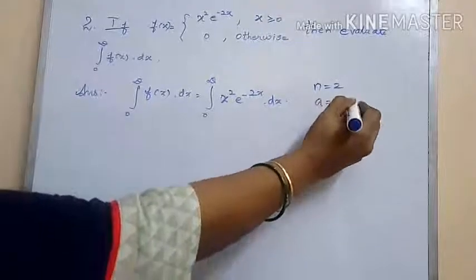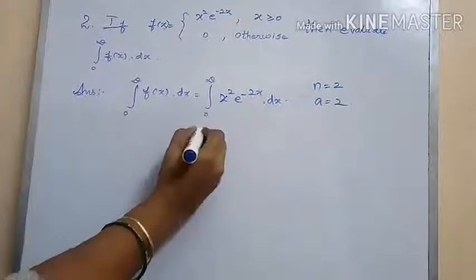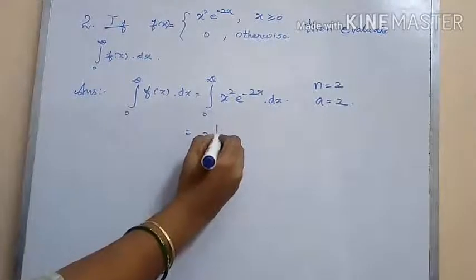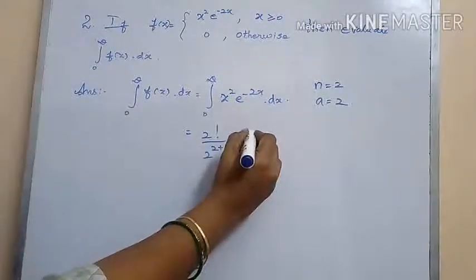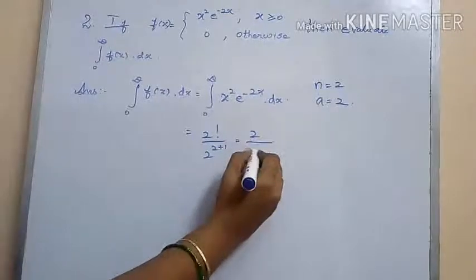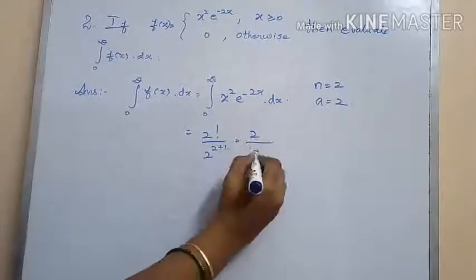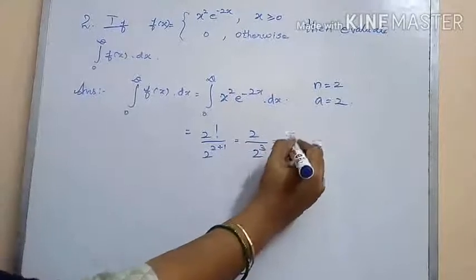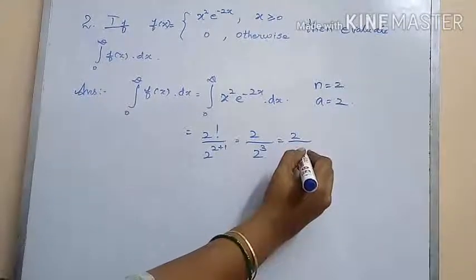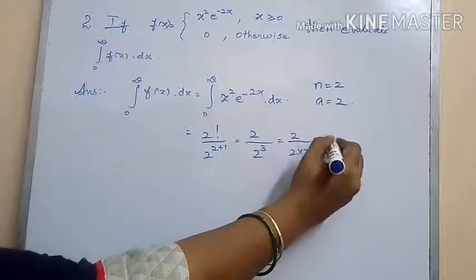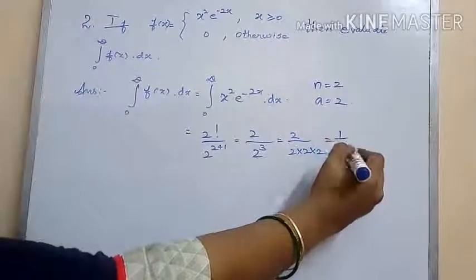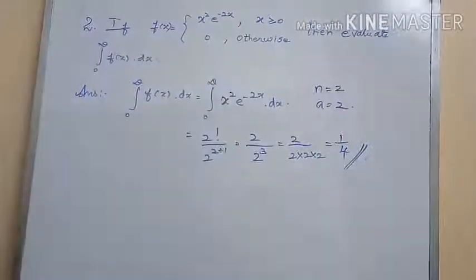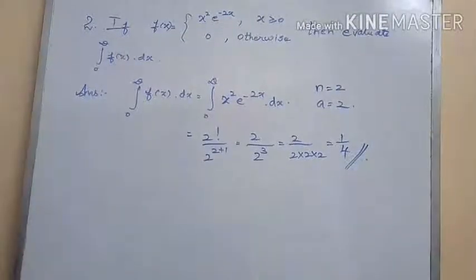Here n is equal to 2 and a is also equal to 2. So using the gamma integral formula, we have 2 factorial by 2 to the power of 2 plus 1, which is 2 by 2 to the power of 3. So we have 1 by 4. Therefore, integral 0 to infinity f of x dx is equal to 1 by 4.